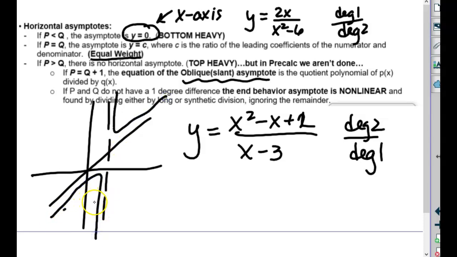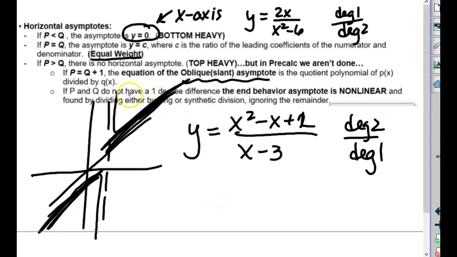What it means is if you zoom out, all you're going to see is this line and one little break in the middle somewhere. That's why the end behavior is approaching this oblique or slant asymptote. And I will show you how that looks on the calculator.